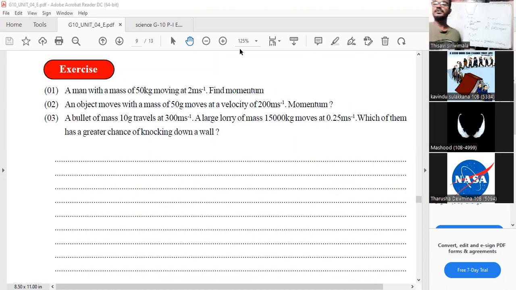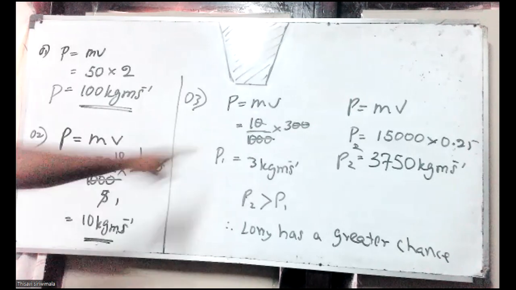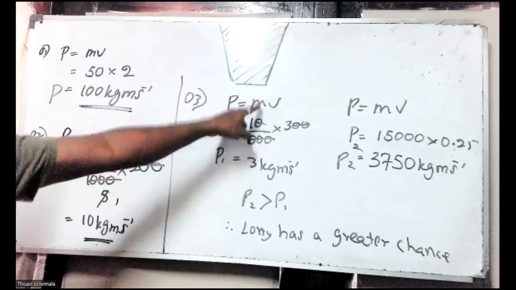So this is how you do the question. You can write it down. This divide by 1000 is to convert the 10 grams into kilograms.